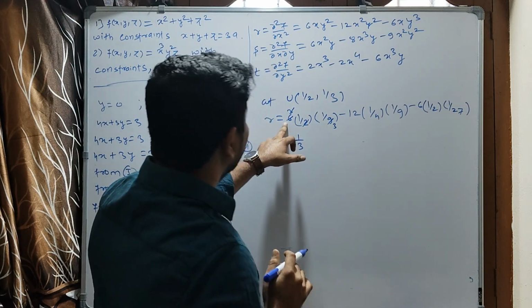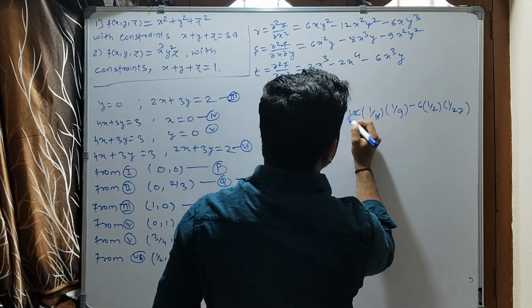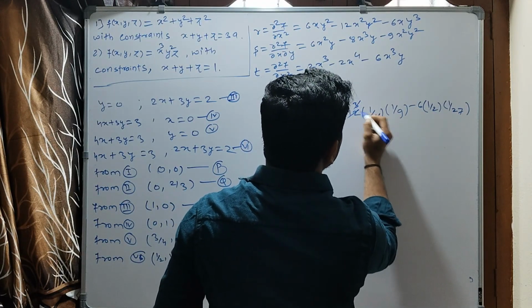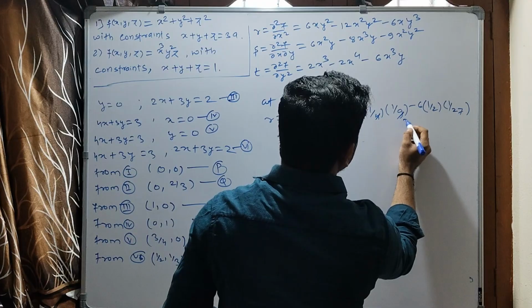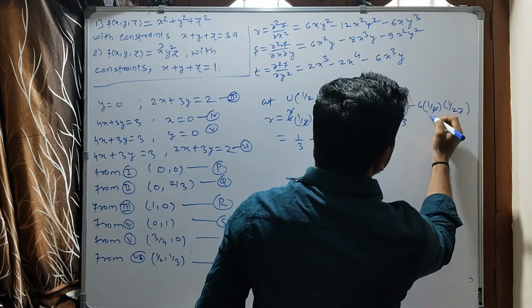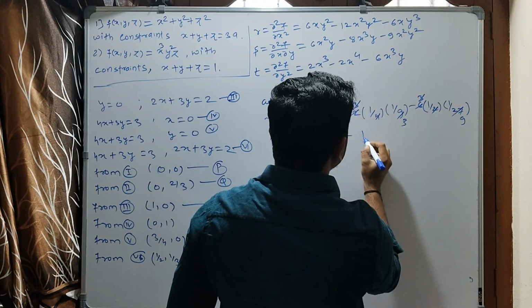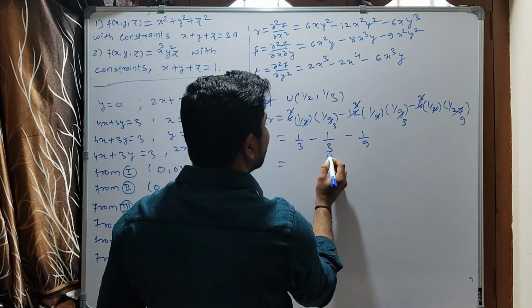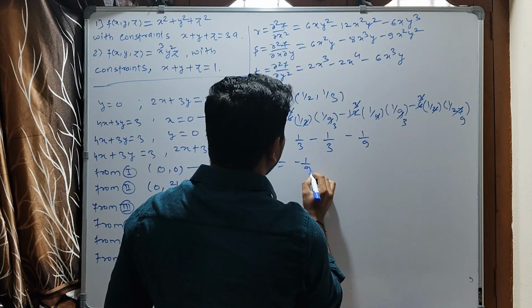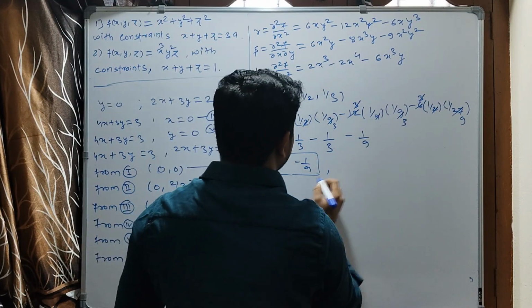So here 4 3s are 12, 3 into 3, so again 1 by 3 minus, so here this is 3 and 3, 9, so here minus 1 by 9. So here this is 0 and this is minus 1 by 9. So r is minus 1 by 9.